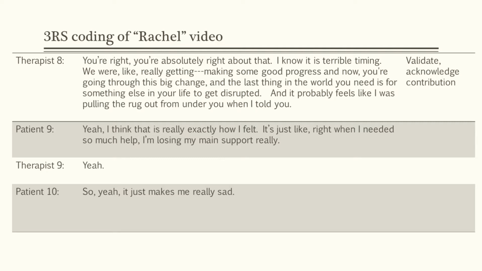And then these resolution strategies have, in this clip, worked. So the patient is, at the end, no longer confrontational. She's really gotten into contact with feelings of vulnerability. And so that's a pretty successful resolution.